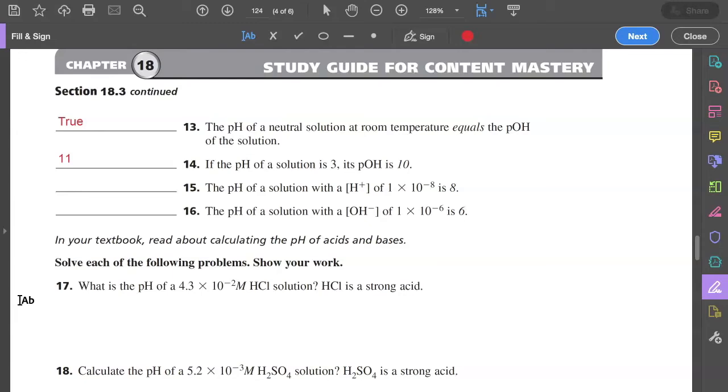The pH of a solution with a hydrogen ion content of 1 times 10 to the negative 8th is 8. That's exactly right. If we take the negative log of 1 times 10 to the negative 8th, we would get a pH of 8. That's correct. Number 16, the pH of a solution with an OH of 1 times 10 to the negative 6 is 6. No, the pOH of a solution with an OH content of 1 times 10 to the negative 6 would be 6. So the pH has to be 14 minus 6, or 8.